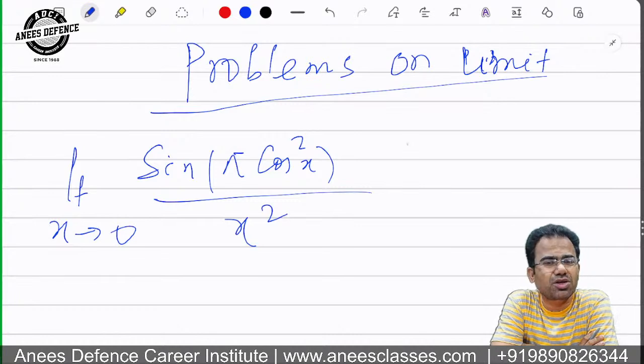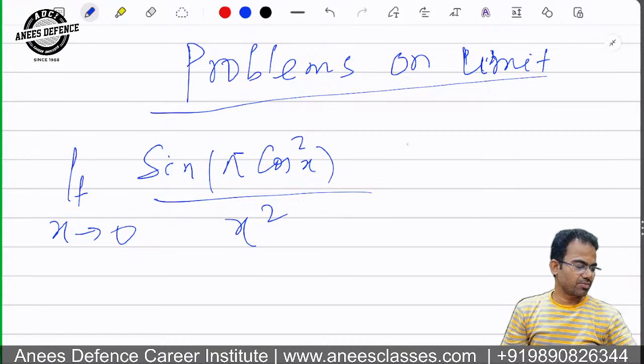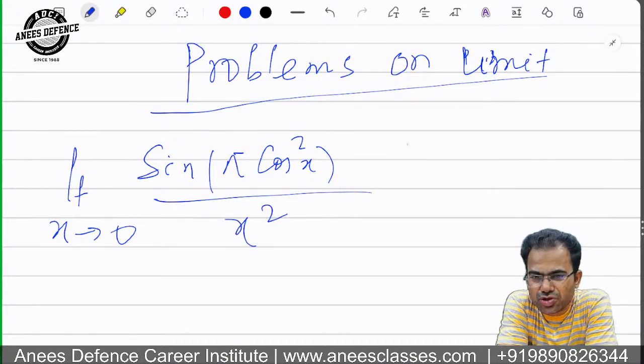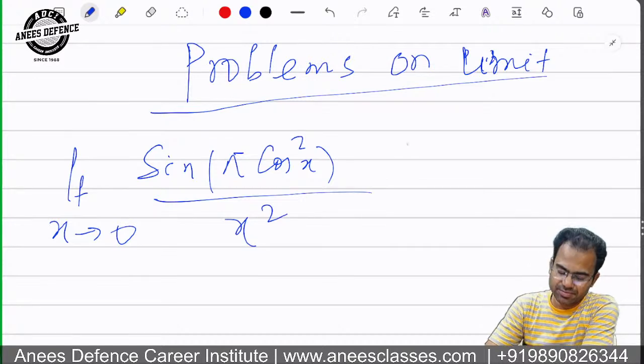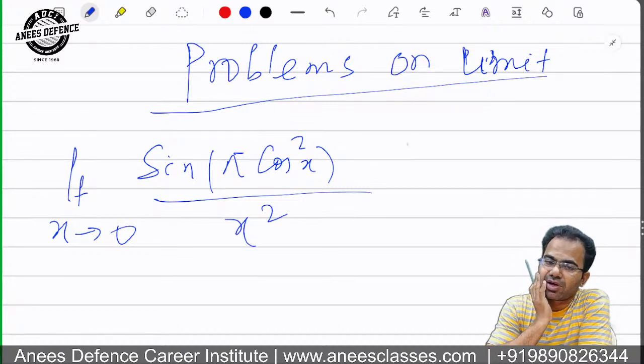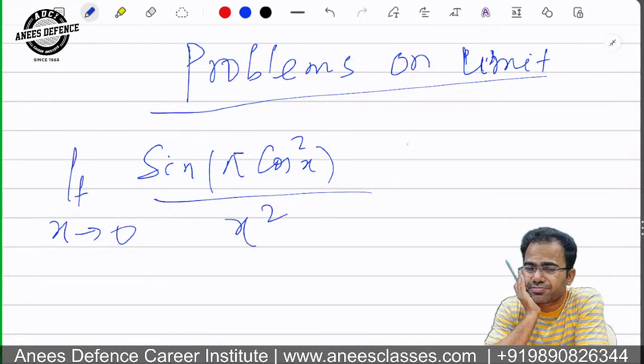This is 0 by 0 form. You can use L'Hopital law, but L'Hopital law will be lengthy. So you should consider formula methods, okay? I repeat, you can use L'Hopital law, but it will be lengthy because the differentiation of sine will be cos, and again differentiation of cos will be sine. And inside cos square, the differentiation of cos square is 2 cos x times minus sin x. So you have to differentiate 2 times, so it will be lengthy.